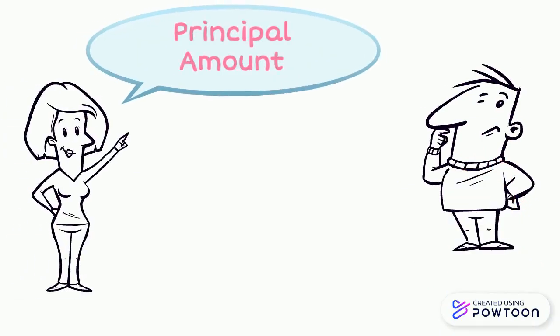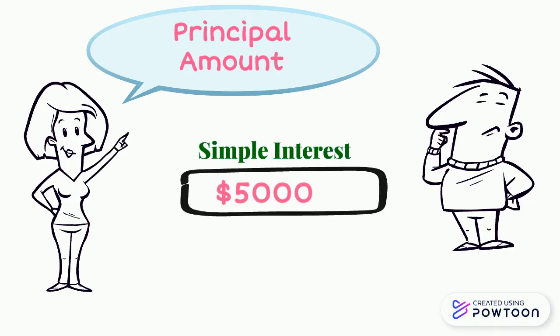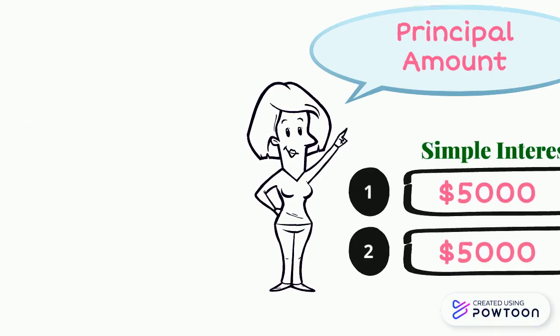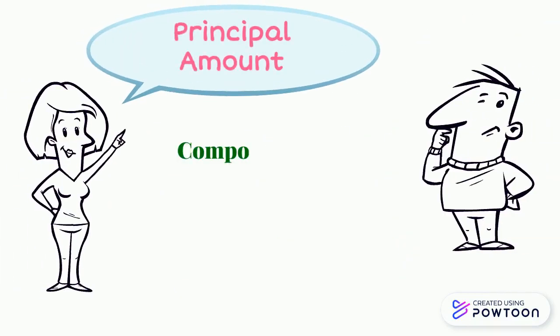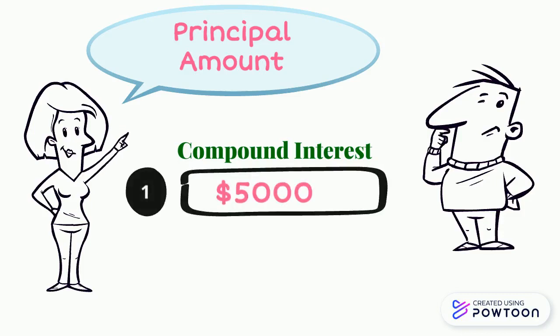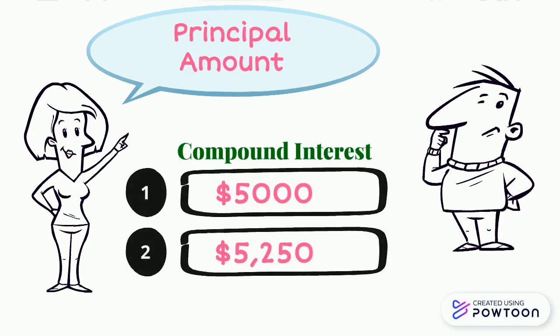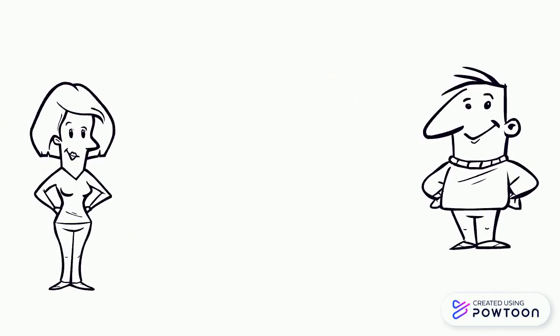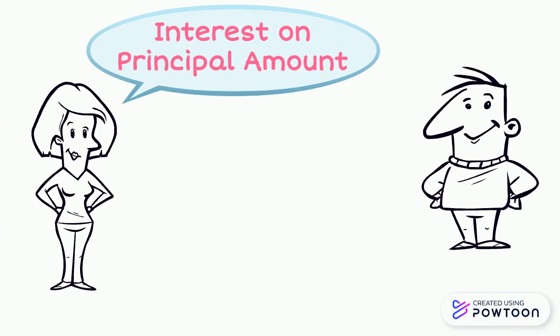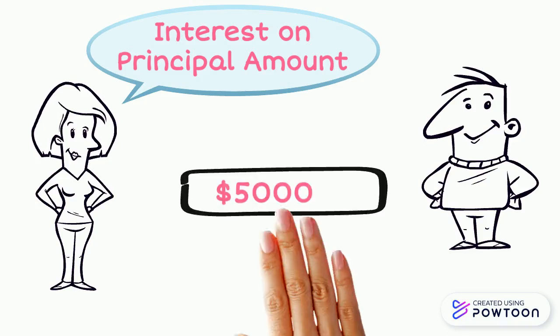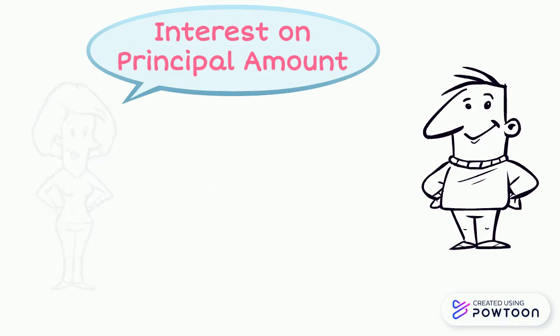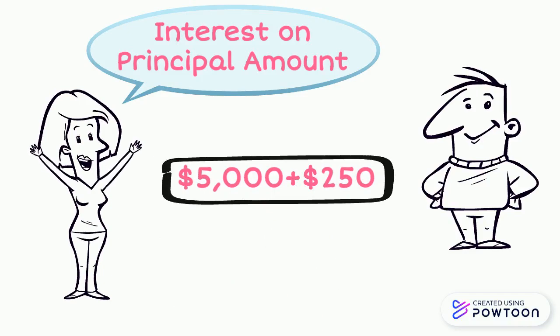Eric, the difference is due to principal amount. In case of simple interest, principal amount remained $5,000 in both the years. In case of compound interest, the principal amount for the first year was $5,000, but for the second year it was $5,250. That means in the second year you gain the compound interest on not only $5,000, but on the $250 interest of the previous year also.